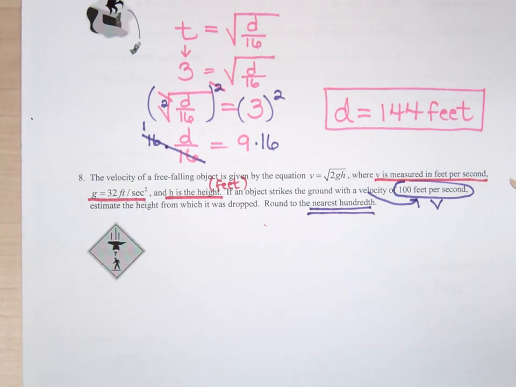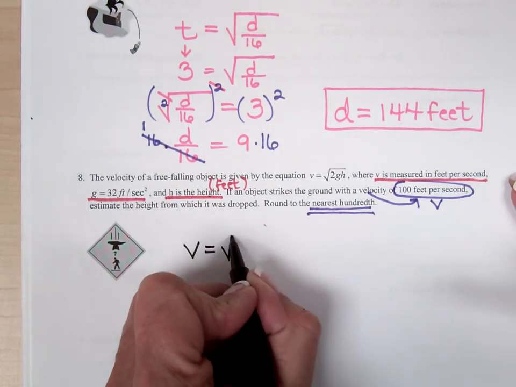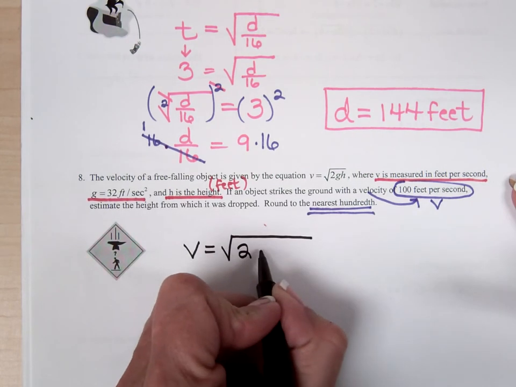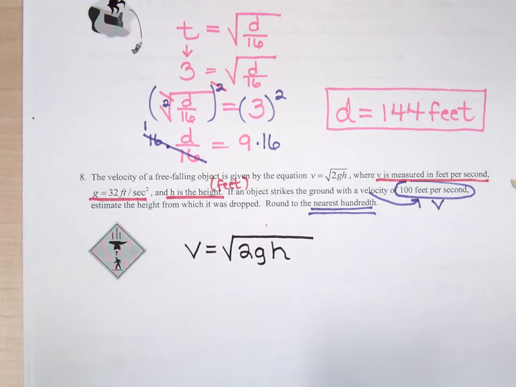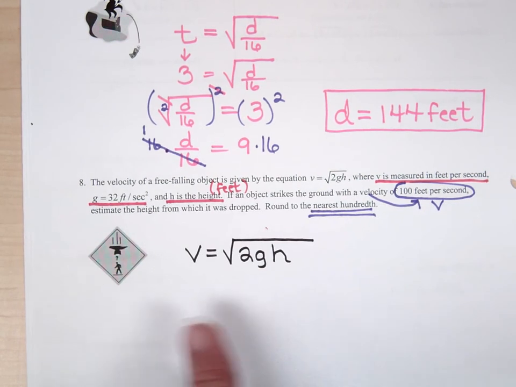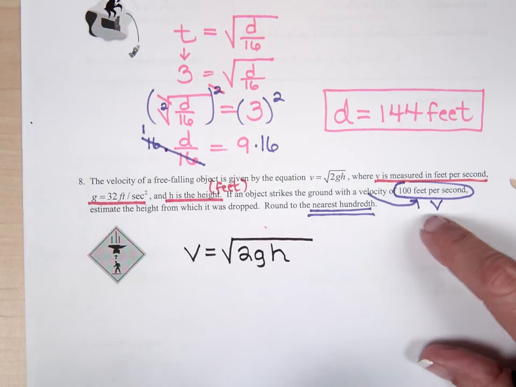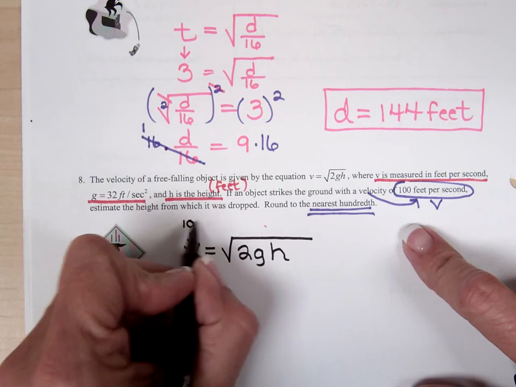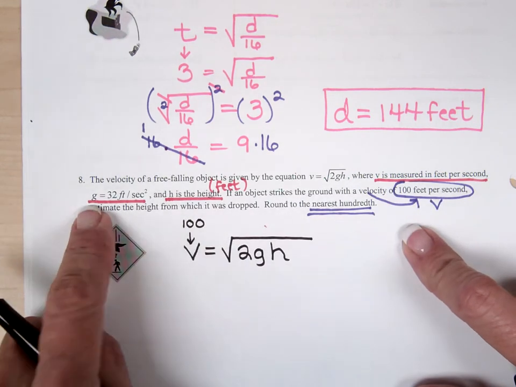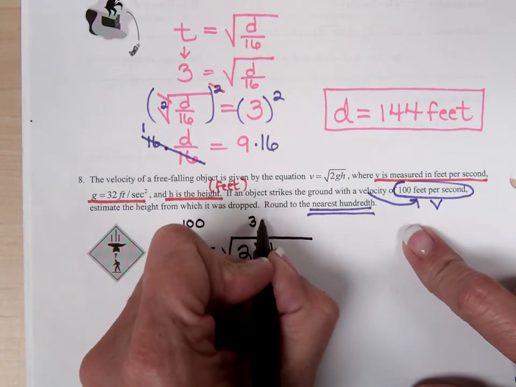So let's write our problem. V equals square root of 2 times G times H. We can only solve if there's a single variable we don't know, so that means 2 of these 3 letters have been given to us. Let's see which ones. They gave me V, V's 100, and they also gave me G. G, the force of gravity, is 32 feet per second per second. And we just plug in.